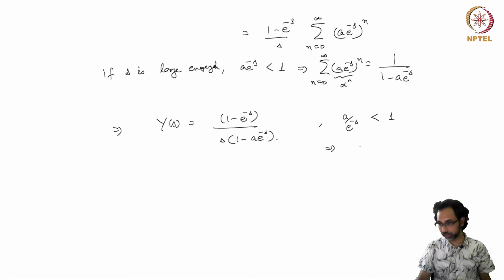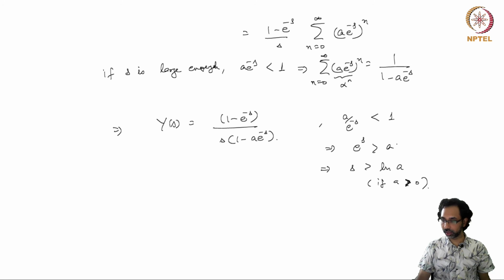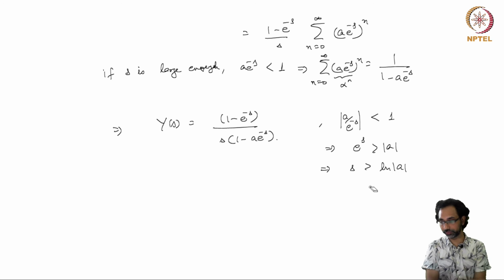So for example, this means that e to the power s is greater than a, and if you take the log, supposing that a is positive, you can take the log on both sides, so s will be greater than log of a. So if a is greater than 0, and if a is less than 0, we can still write it as a modulus, and we will have s greater than ln mod a.